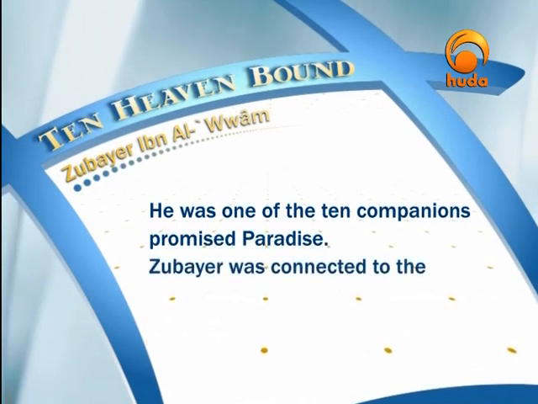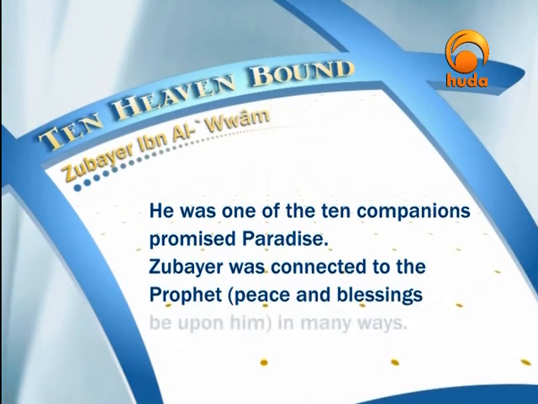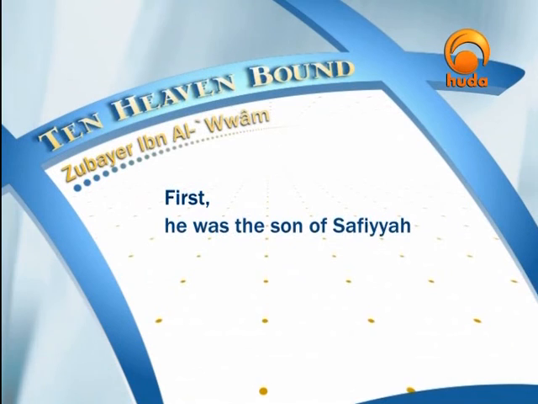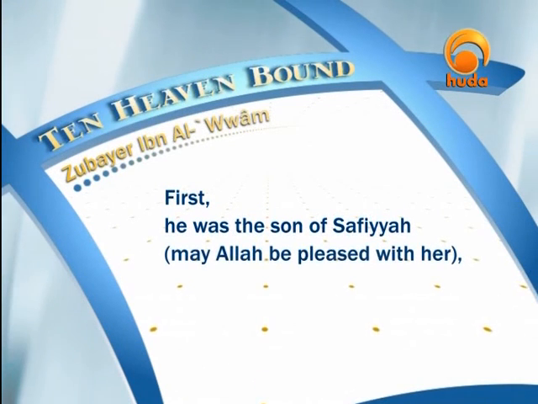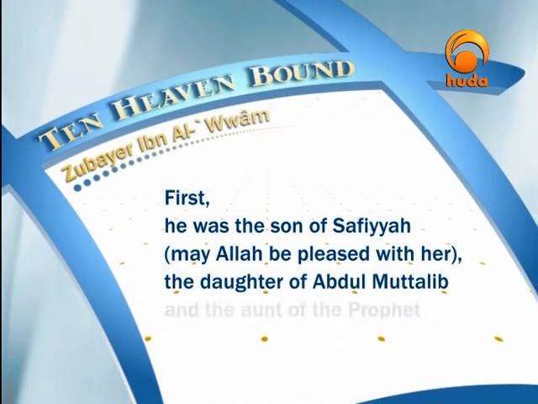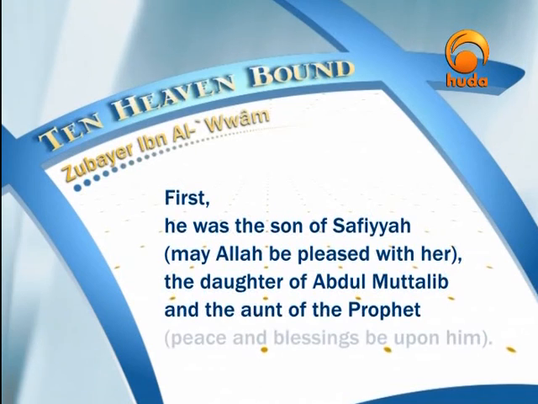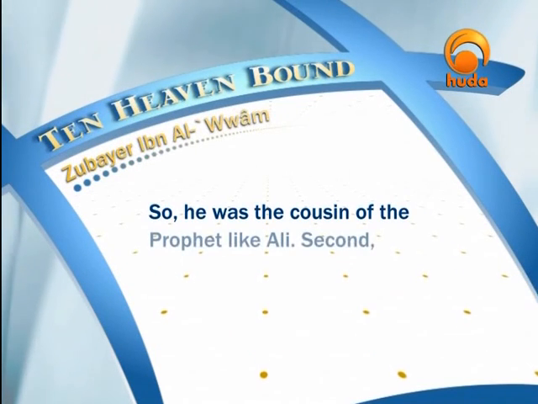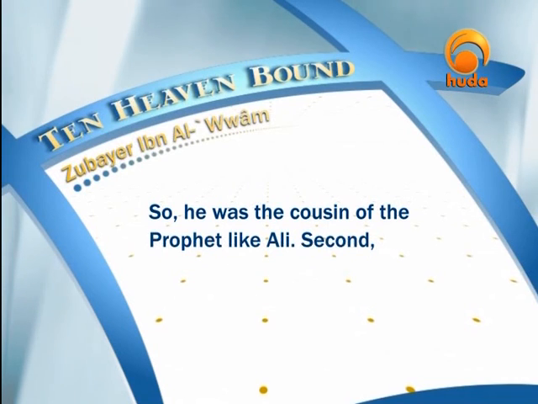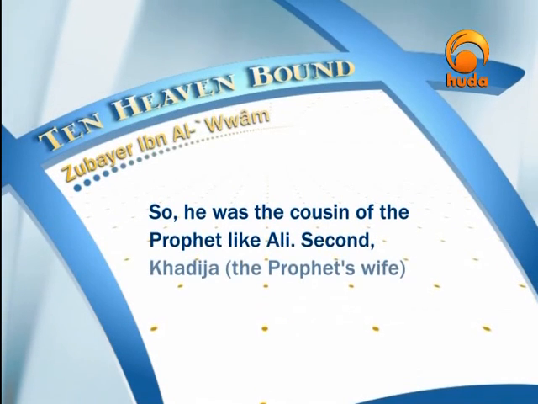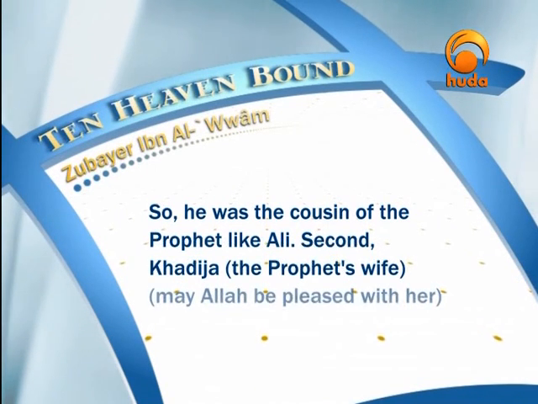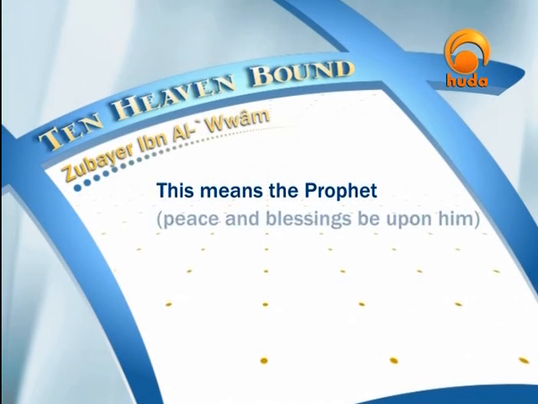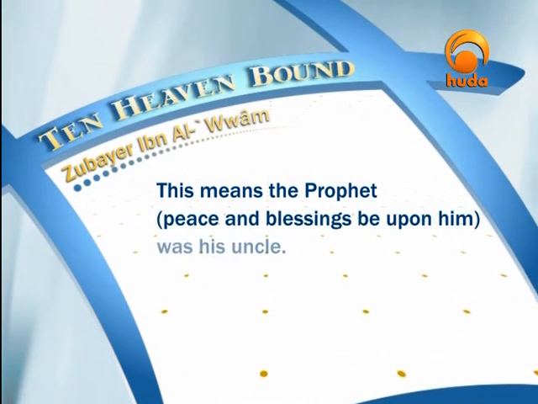Zubair was connected to the Prophet, peace and blessings be upon him, in many ways. First, he was the son of Sophia, may Allah be pleased with her, the daughter of Abdul Muttalib, and the aunt of the Prophet, peace and blessings be upon him. So he was the cousin of the Prophet like Ali. Second, Khadijah, the Prophet's wife, may Allah be pleased with her, was his aunt. This means the Prophet, peace and blessings be upon him, was his uncle.